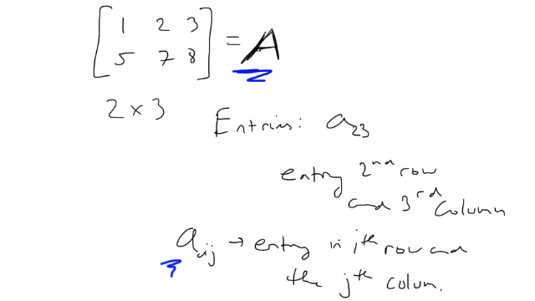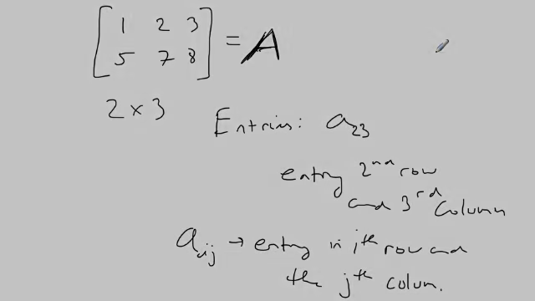That's no coincidence. If I had called the matrix, say, B, then I might have called the entries B sub ij. And that's pretty standard. Now, you don't have to do that. You can call the entries whatever you like, but it's pretty standard to use a capital letter for the matrix and a lowercase letter with subscripts for the entries.